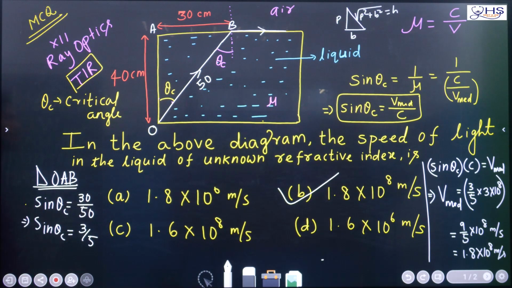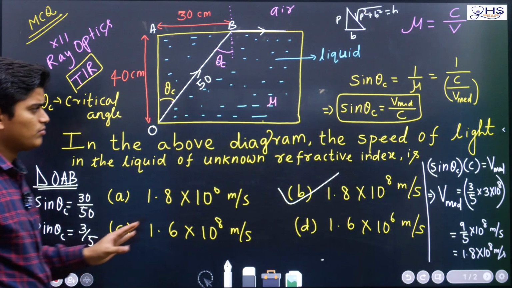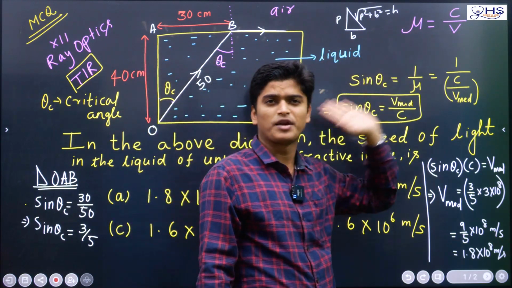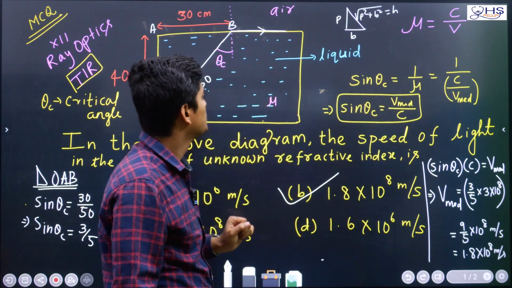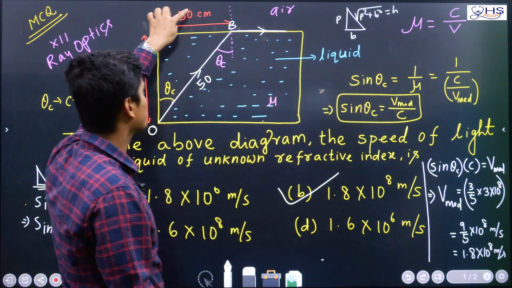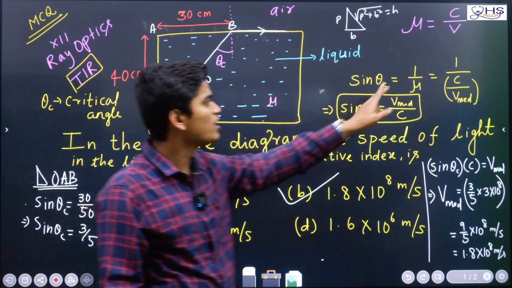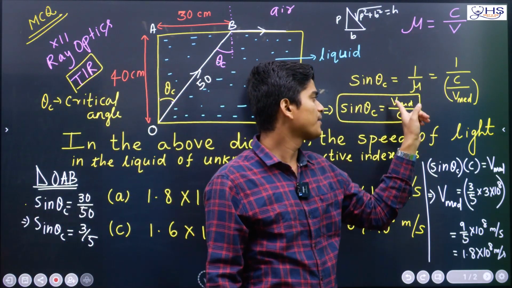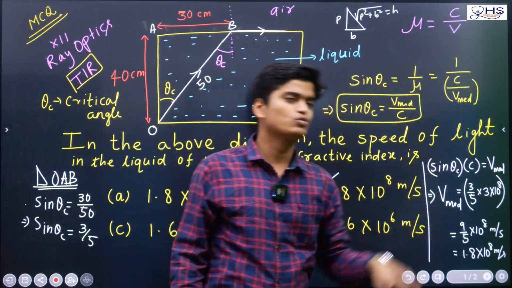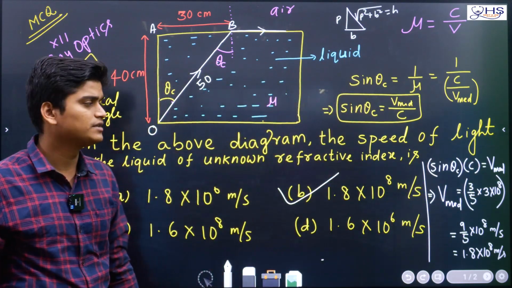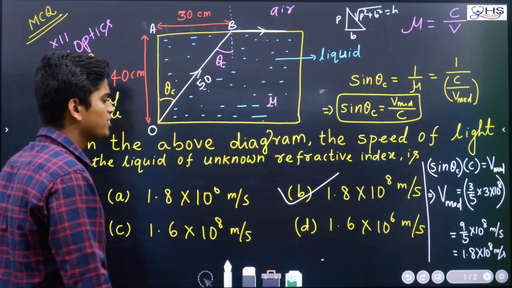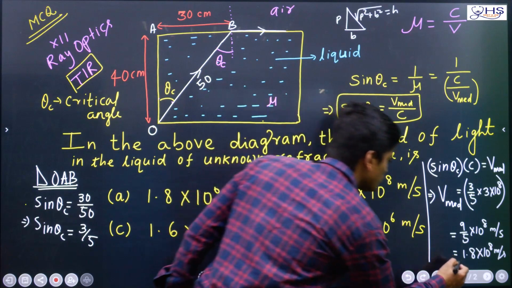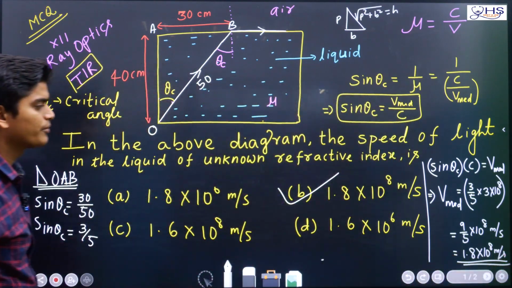So this is the way we need to solve the problem. Most often the idea we have is sin theta c equals 1 by mu, but here you need to make a little change. Mu is not directly given, and sin theta c you have to find from the picture, and write the mu formula as C by V. Then V will be C, the speed of light, into sin theta c, where theta c is the critical angle. You multiply these to get the speed of light in the liquid medium. So your answer is 1.8 into 10 to the power 8 meter per second.